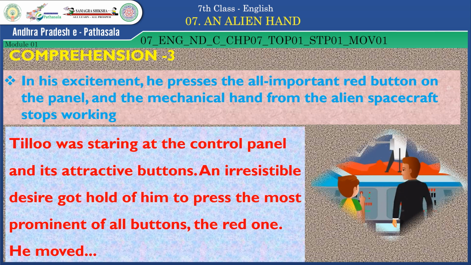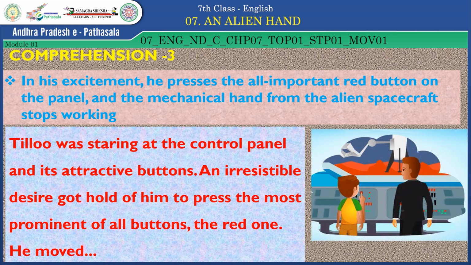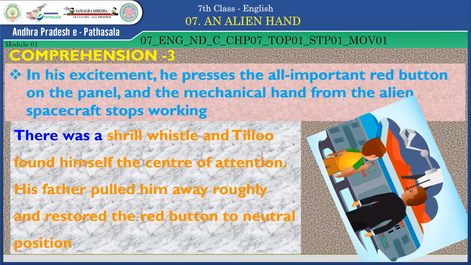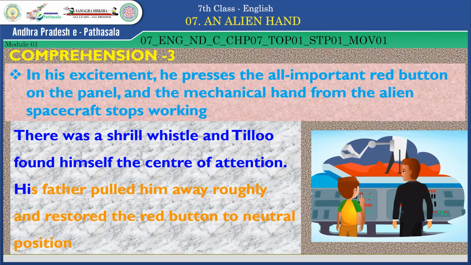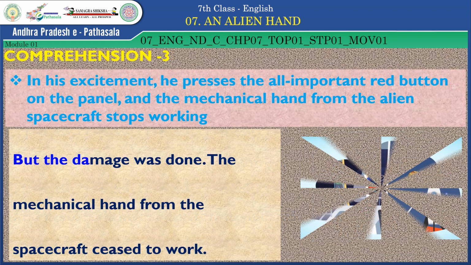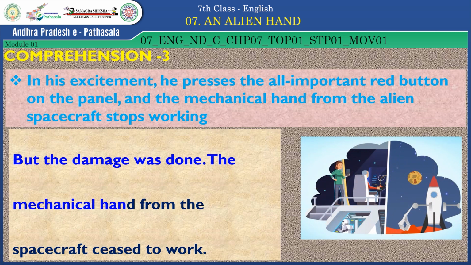Chilo was staring at the control panel and its attractive buttons. An irresistible desire got hold of him to press the most prominent of all buttons, the red one. He moved. There was a shrill whistle and Chilo found himself the center of attention. His father pulled him away roughly and restored the red button to neutral position. But the damage was done. The mechanical hand from the spacecraft ceased to work.